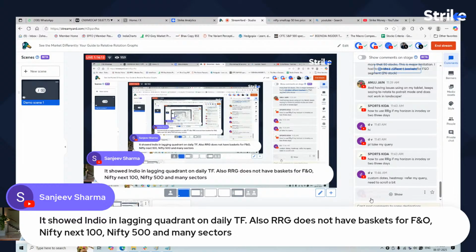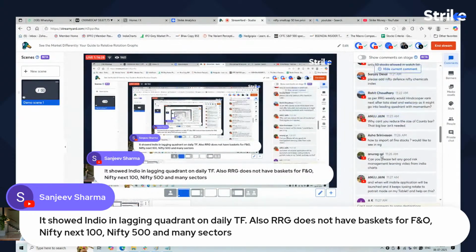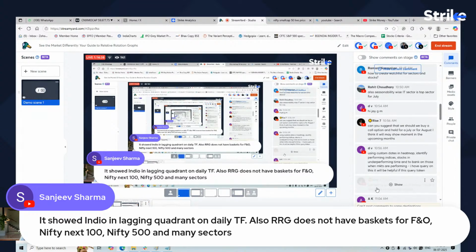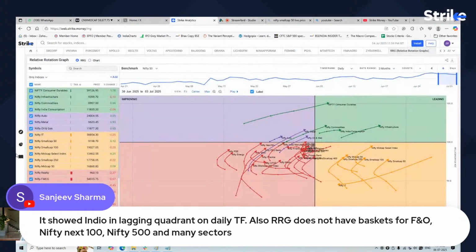Custom date, heat map, DV. It would be great if you can post that again. Your heat map query by DV: using custom heat map, identify performing stocks and bank on those stocks. Okay. So DV, we covered this in detail in the previous webinar as well. I'll just give you a gist of that.